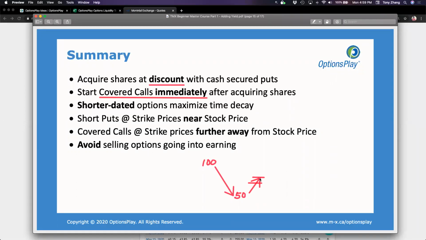Start selling covered calls immediately once you start owning that stock. When you're selling any options, short-dated options will allow you to maximize that time decay. So if you're thinking about choosing between the Aprils or the Mays, always choose a shorter-dated option. When you're choosing strike prices, for short puts, always choose strike prices near the stock price. When you're selling covered calls, choose further away from the stock price.